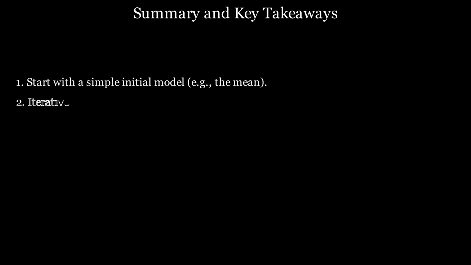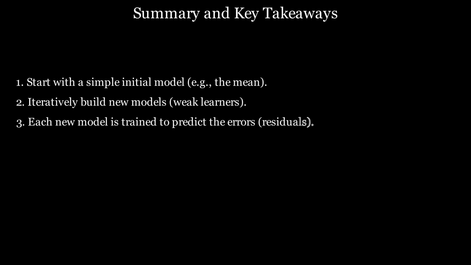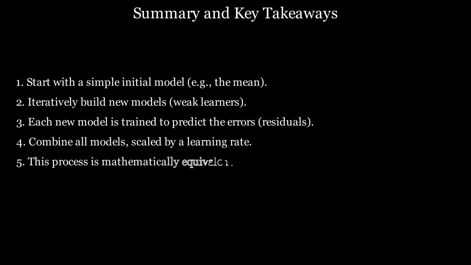So let's summarize what we've learned about gradient boosting. First, we start with a simple initial model like the average of our target values. Then we iteratively build new, simple models, which are typically shallow decision trees. Crucially, each new model is trained to predict the errors, or residuals, of the combined model so far. We add these new models into our ensemble, but we scale their contributions by a small learning rate to avoid overfitting. And finally, we saw that this intuitive process of correcting mistakes is actually a clever way of performing gradient descent to minimize our loss function.